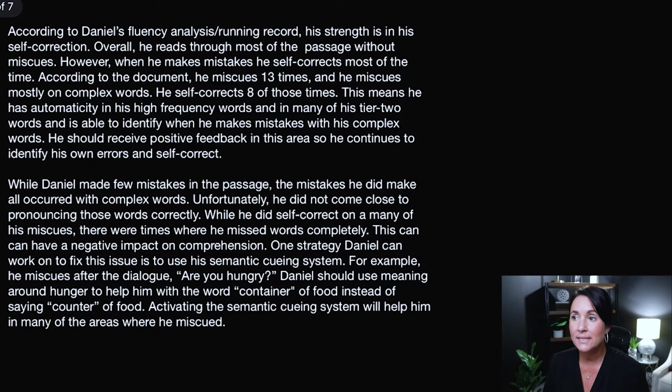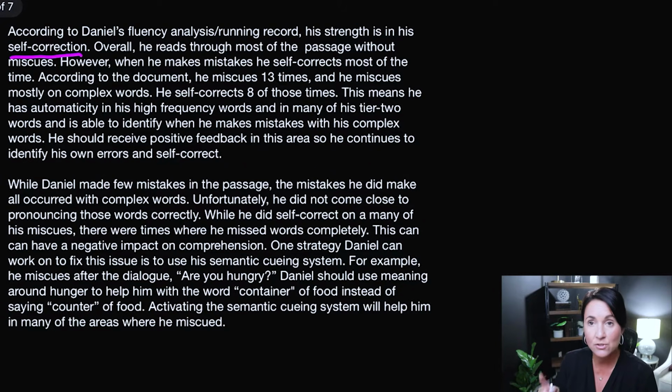All right. So according to Daniel's Fluency Analysis running record, his strength is in his self-correction. All right, so there's his strength. I've identified that. Overall, he reads through most of the passage without miscues. That's good. However, when he makes mistakes, he self-corrects most of the time. According to the document, he miscues 13 times, and he miscues mostly on complex words.